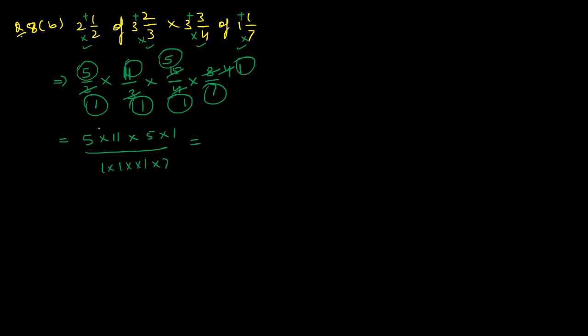So 5 into 11 is 55, 55 into 5 is 275 upon 7. This is the answer. Okay, students. So this was question 8, part B.